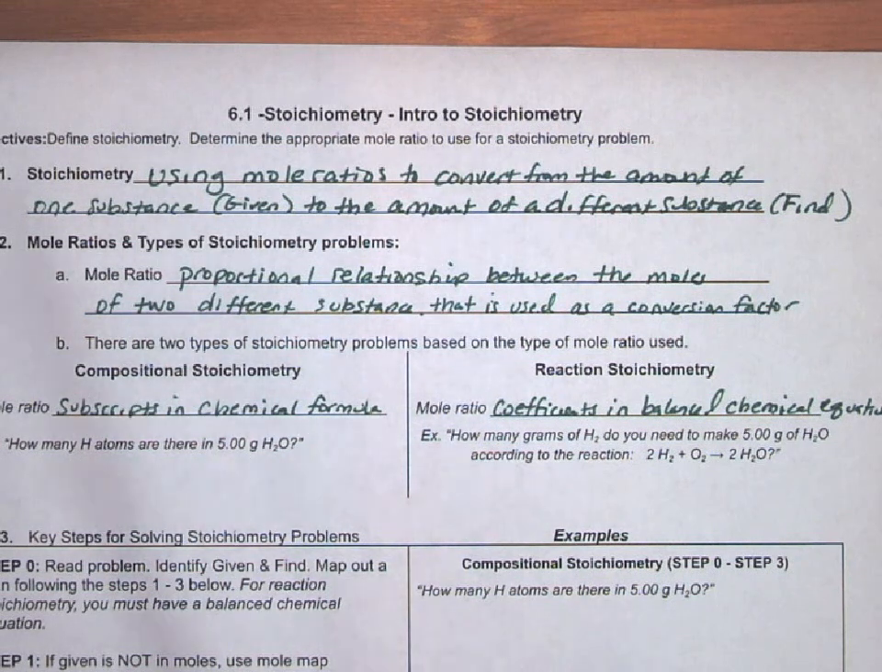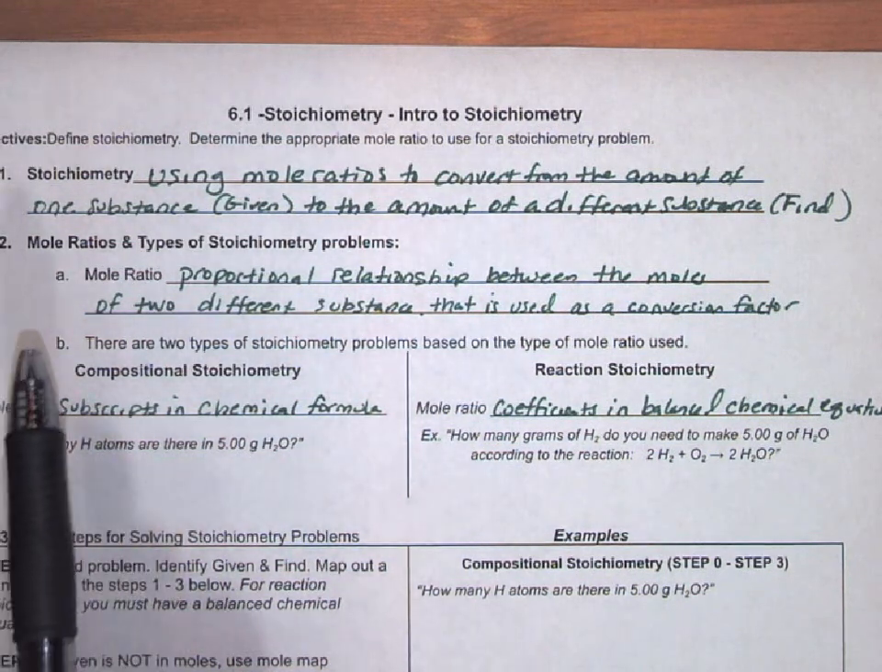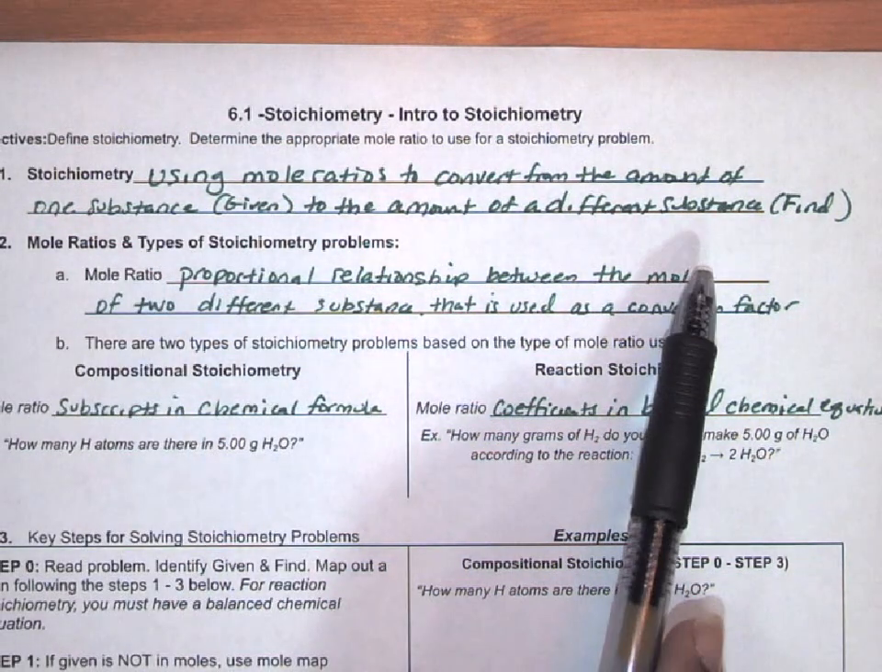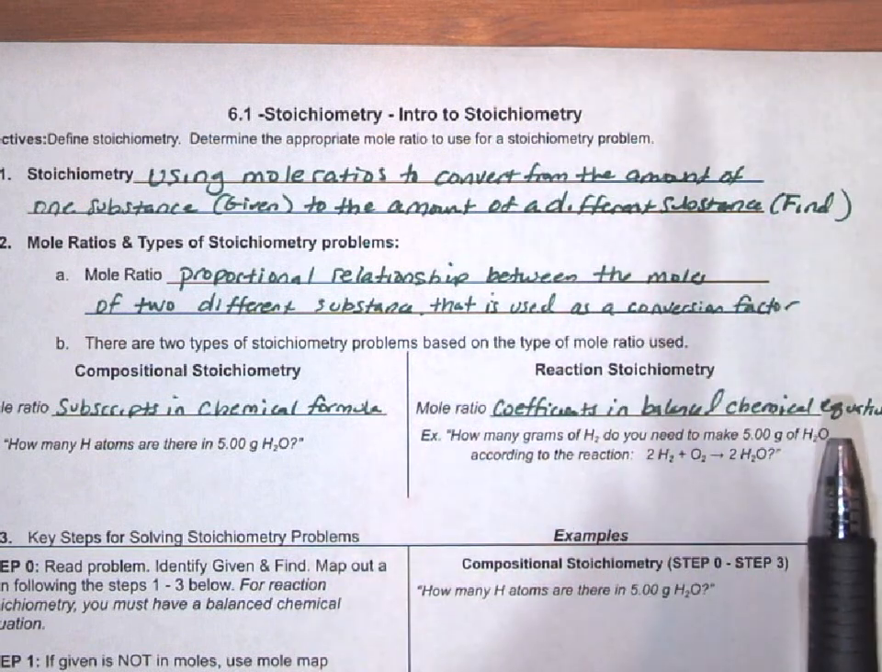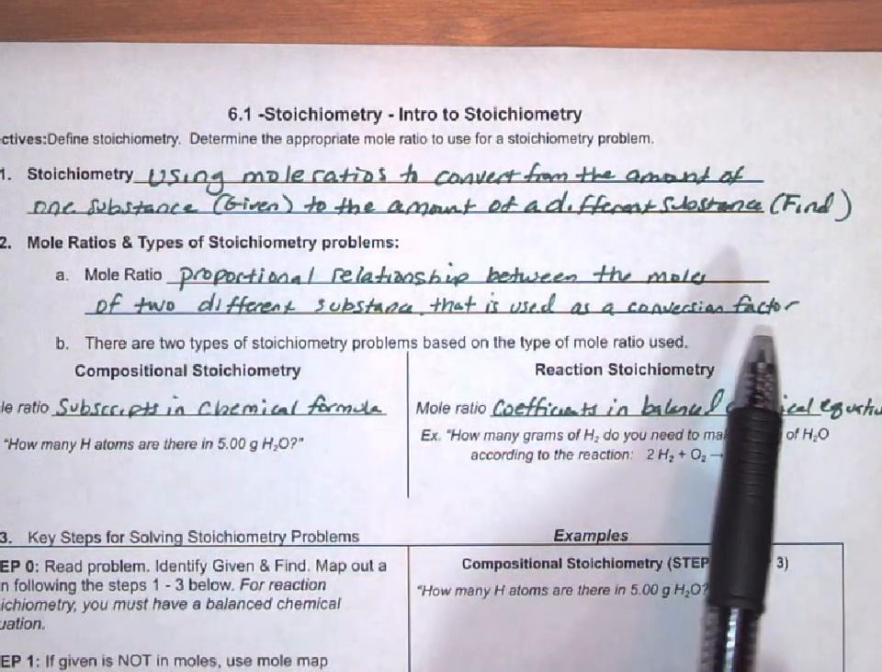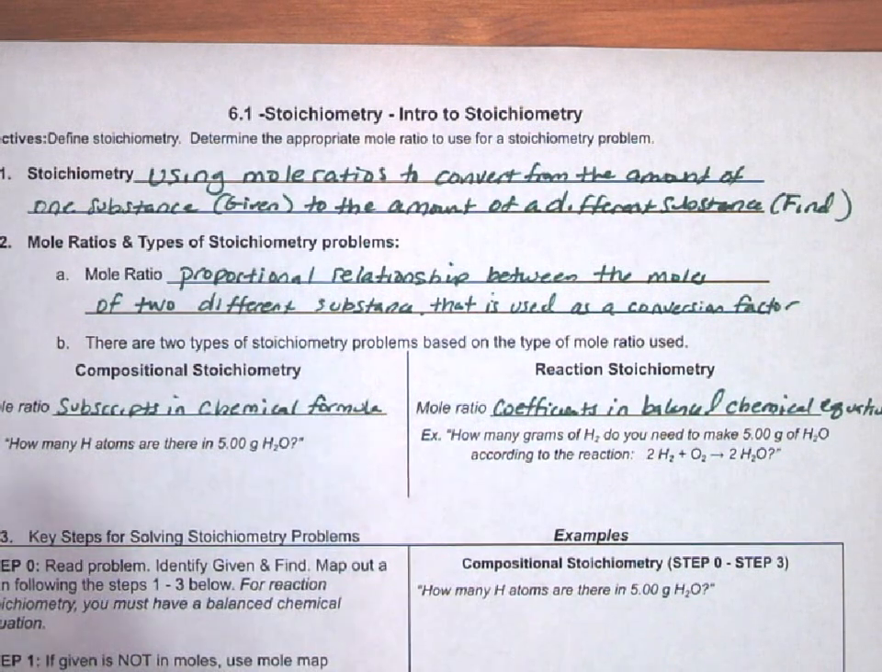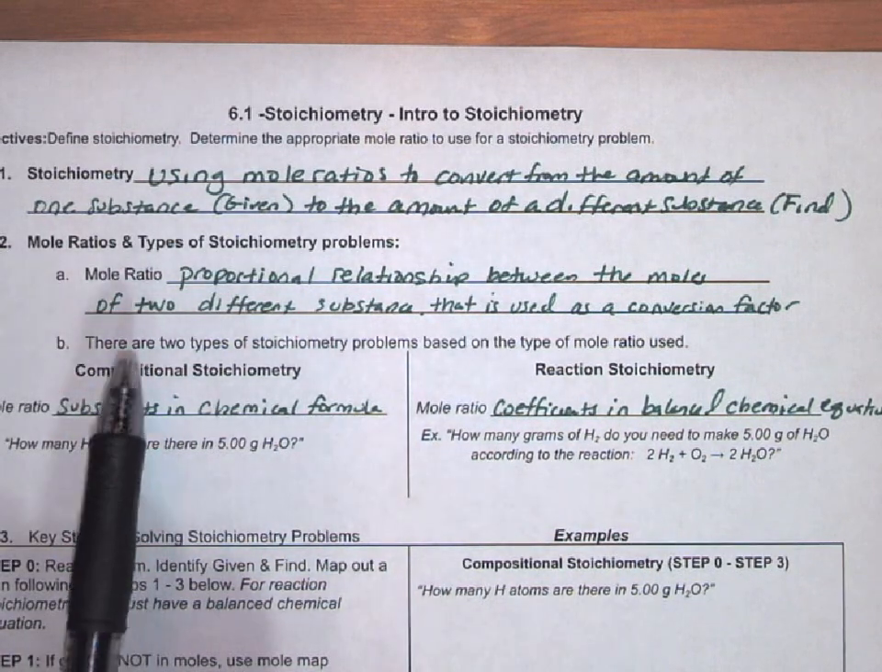One key point of this definition is that what you're starting with will be a different substance from what you're ending with or asked to find. So that's when you use mole ratios, when you're not starting and ending with the same exact substance, but they are related through mole ratios. So let's now define a mole ratio.